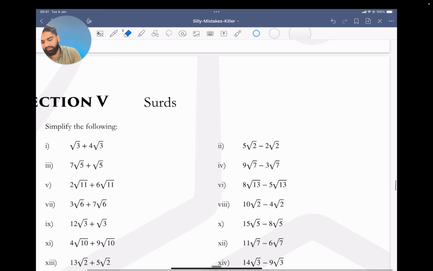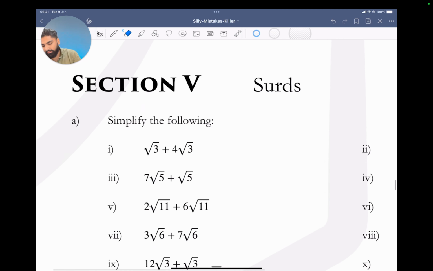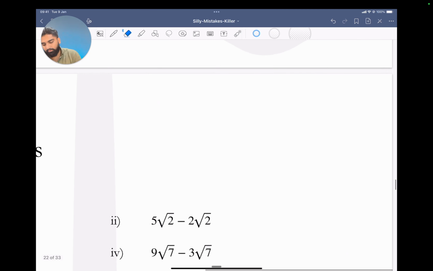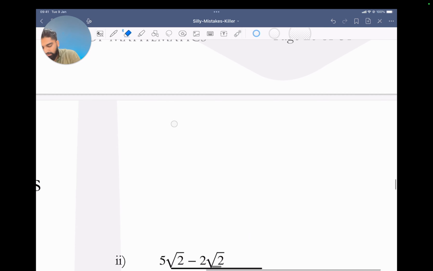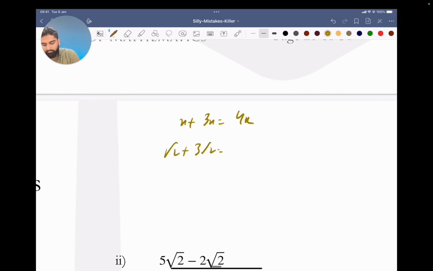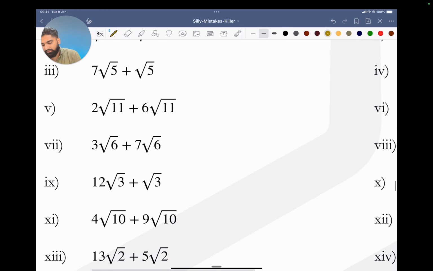Now, surds, very simple. Let's actually do some laws here. So, if I was to give you x plus 3x, that's 4x, correct? Well, what do you think is root 2 plus 3 root 2? Well, it's 4 root 2. That's it, right? It works the same as algebra works. So something as simple as this one, 2 root 11 plus 6 root 11, is 8 root 11, like that.